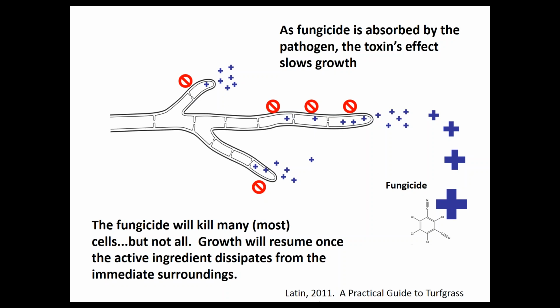This is why you need to reapply fungicides on a regular basis. You apply a fungicide, it gets absorbed by whatever fungus. Let's just say this is dollar spot. It gets absorbed by dollar spot. The fungus dies back to a certain extent, and then once the fungicide is out of the system, it's dissipated, it's broken down in the turfgrass environment, then the fungus starts to grow again.